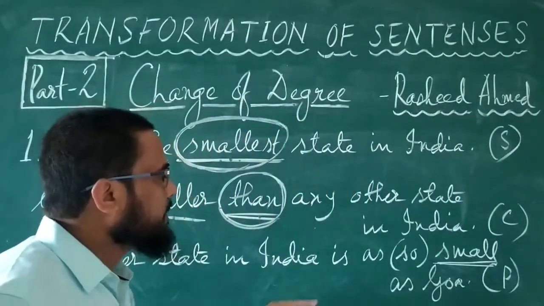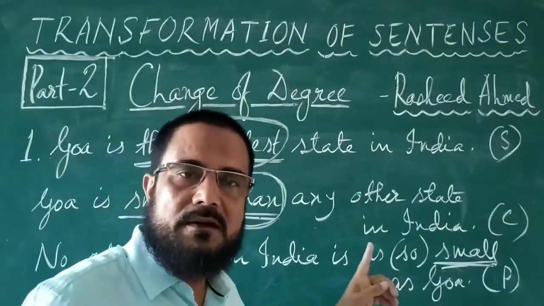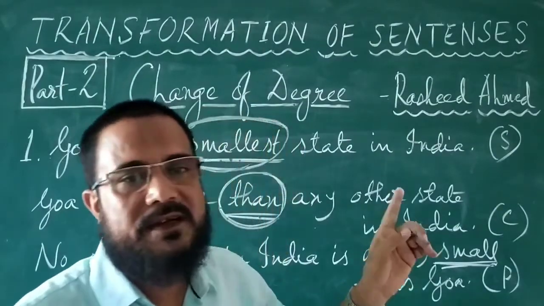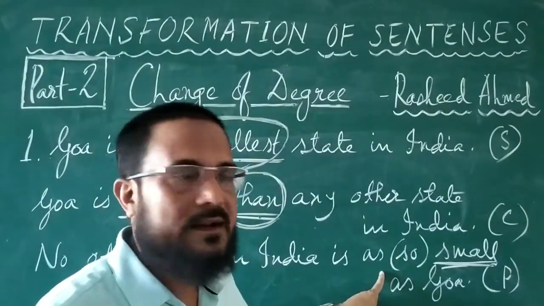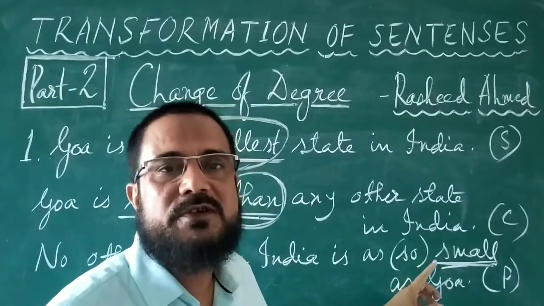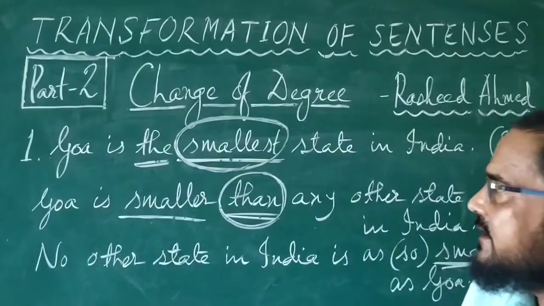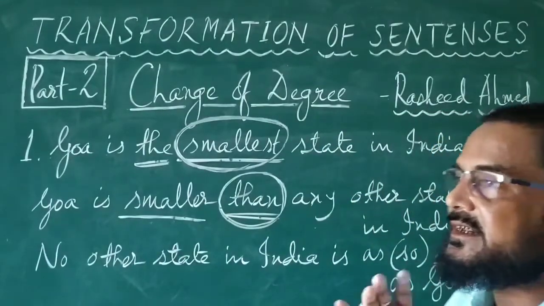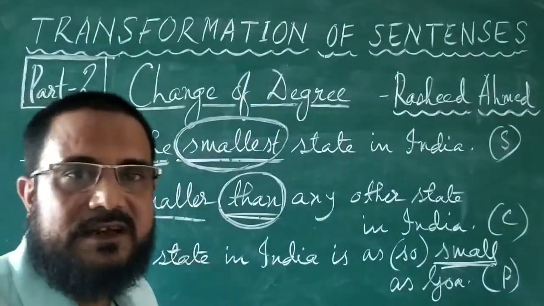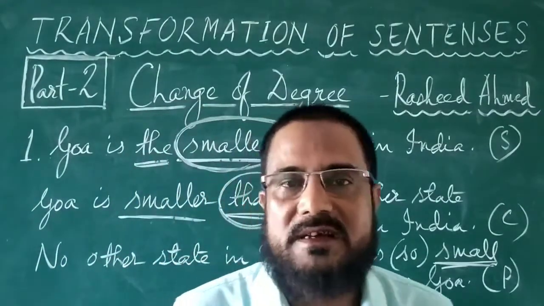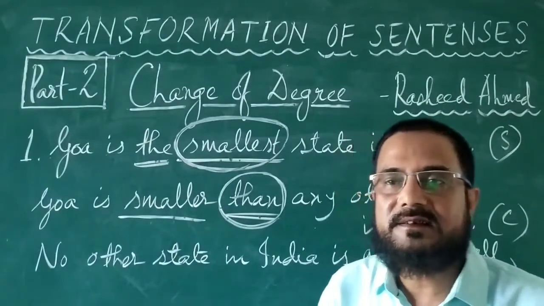The third sentence is in positive degree. What is essential here is that before and after the positive degree word, the same word "as" is used. The first "as" that you have used before the positive degree word, in place of that, if you choose, you can use "so" instead of "as". So let us read out the three sentences again. Goa is the smallest state in India. Superlative degree. Goa is smaller than any other state in India. Comparative degree. No other state in India is so small as Goa, or no other state in India is as small as Goa. This is the positive degree.